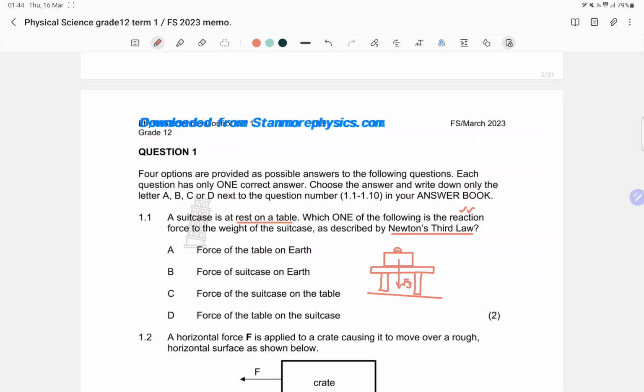But the problem is that the earth is not pulling the suitcase alone. There is an interface, so it means its force will be transmitted through the table, meaning the earth is going to be pulling these two as a unit. It's impossible for the earth to pull this suitcase alone, because look at it, what is in between the earth and the suitcase? It is the table. So whatever force the earth is going to be applying onto the suitcase, it is transmitted through the weight of the table.